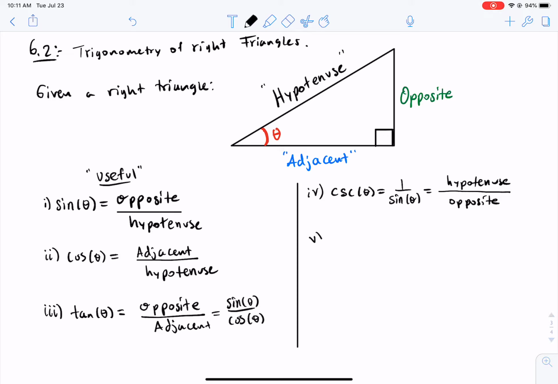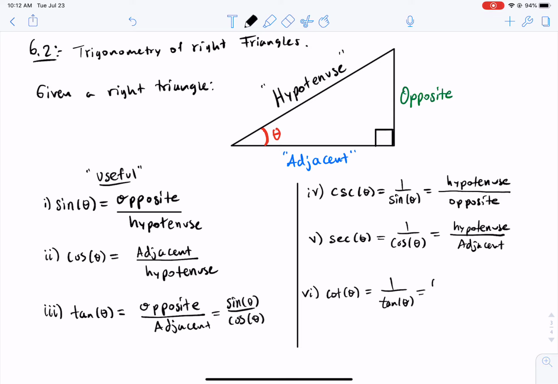Then number 5 will be secant, and that's just going to be 1 over cosine. And this guy here is going to be hypotenuse over adjacent. And number 6, this will be cotangent. And cotangent is going to be 1 over tangent theta, you can also think of this as cosine theta divided by sine theta, and this is going to be adjacent, right, over opposite.